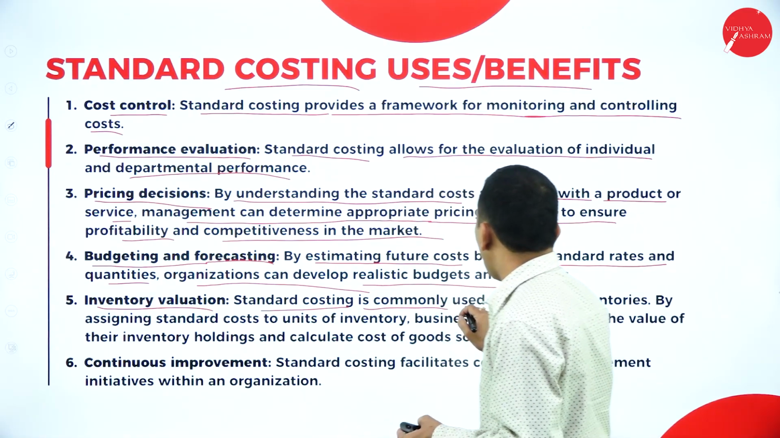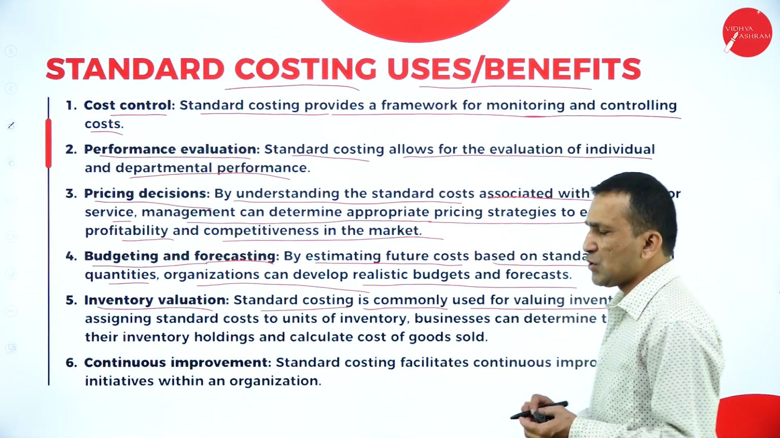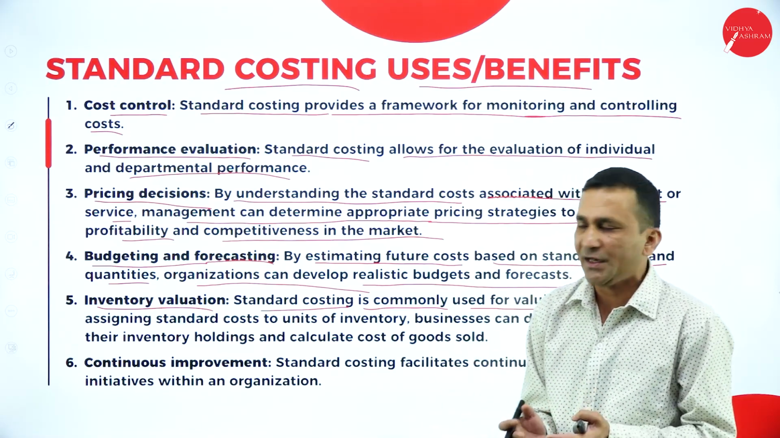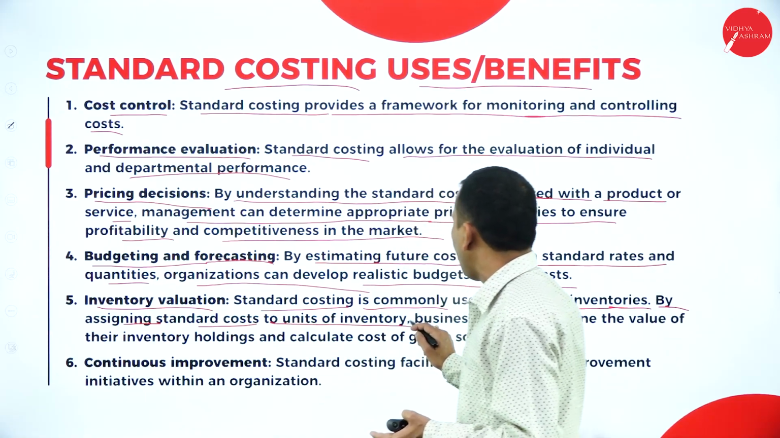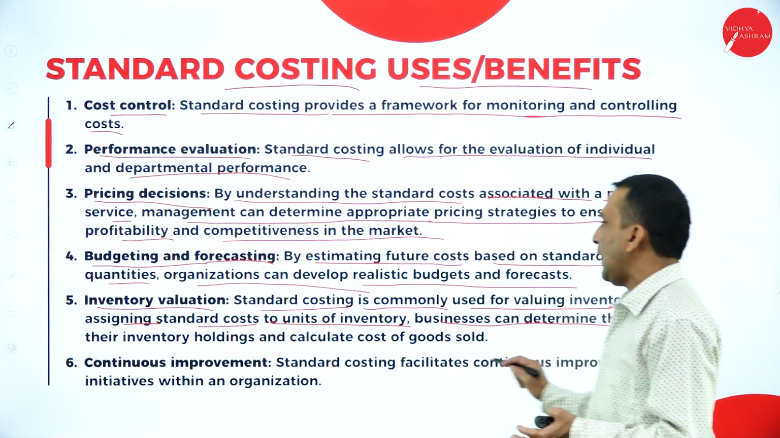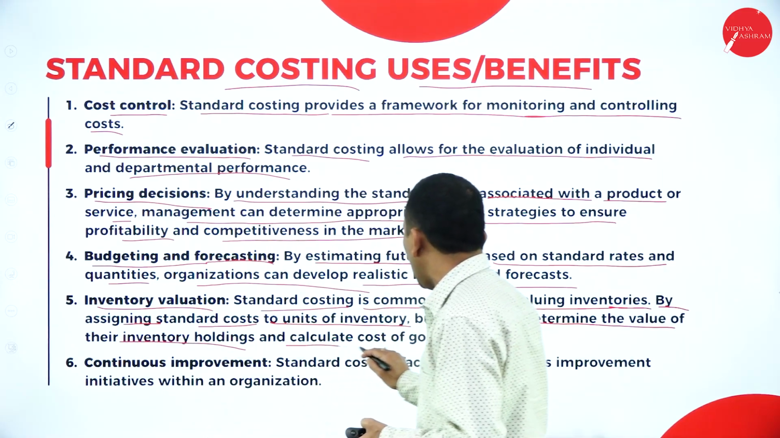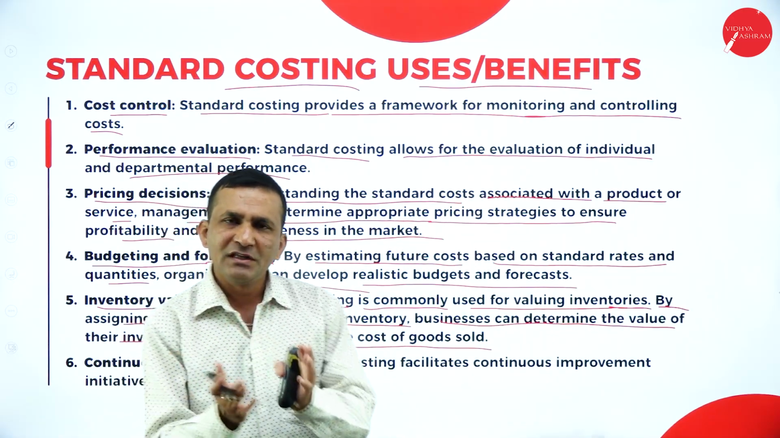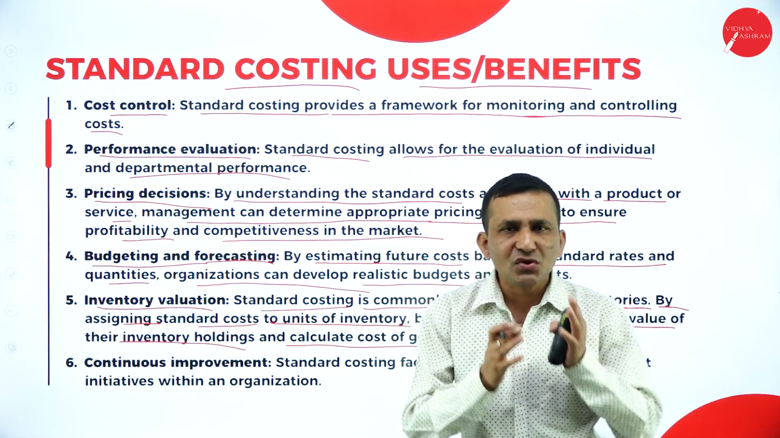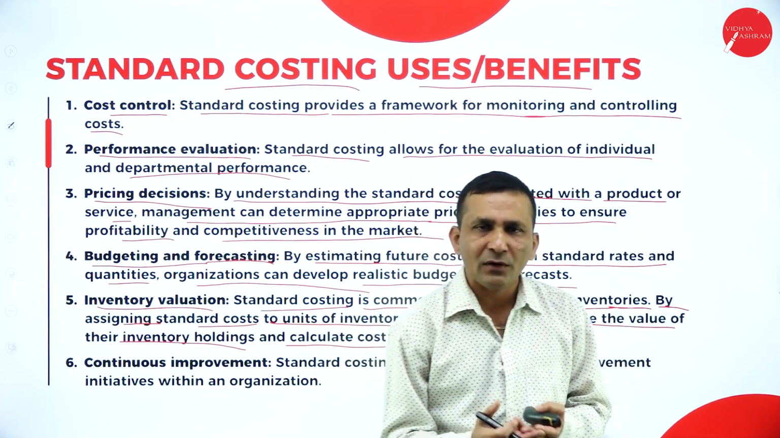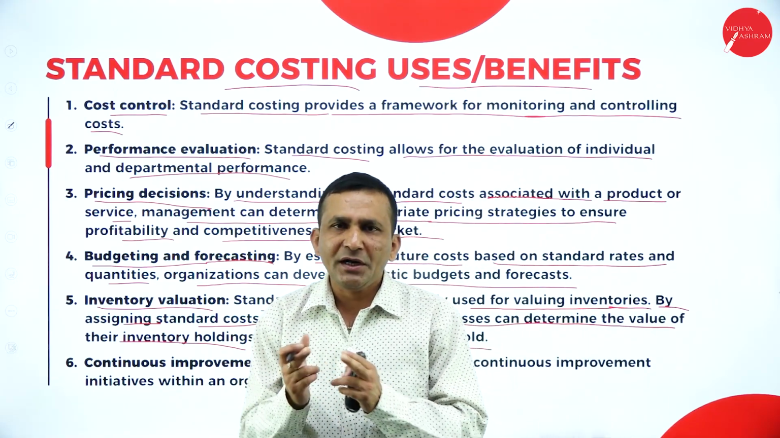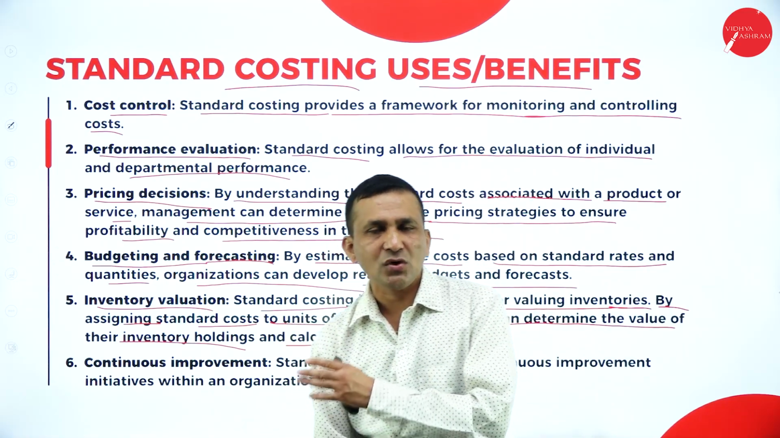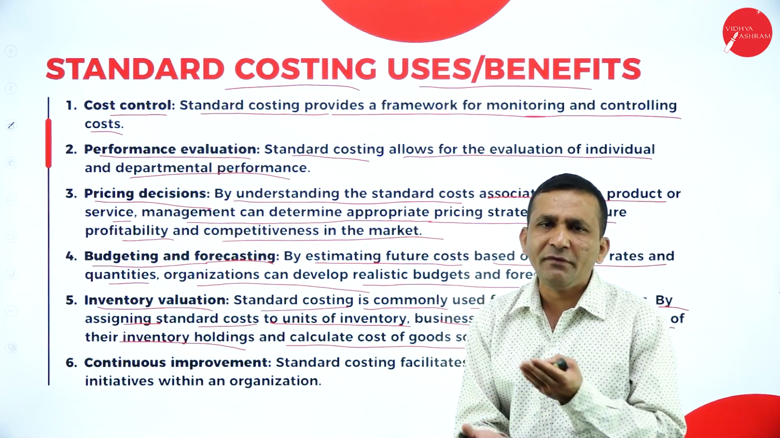Standard costing is commonly used for valuing inventory. The standard cost of valuing inventory means actually the closing balance and opening balance of inventory. By assigning a standard cost to a unit of inventory, a business can determine the value of its inventory holding and calculate the cost of goods sold. Majorly, when we talk about the cost of goods sold, there is the opening stock. In case of opening stock, if you find any shortage, then only you go for purchasing. After purchasing, we add all the direct expenses connected to the purchase, then finally subtract the closing stock. Because of standard costing only, we are able to evaluate properly.